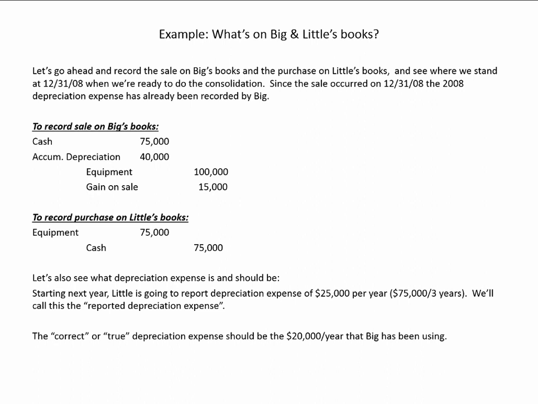So again, we want to report depreciation expense as it should have been, so we're going to adjust depreciation expense downward every year from $25,000 down to $20,000. And by adjusting depreciation expense downward, we're adjusting income upwards, and that's how we're recognizing that gain. Again, a $15,000 gain recognized over 3 years, $5,000 per year, and it's going to be recognized as an adjustment to depreciation expense.